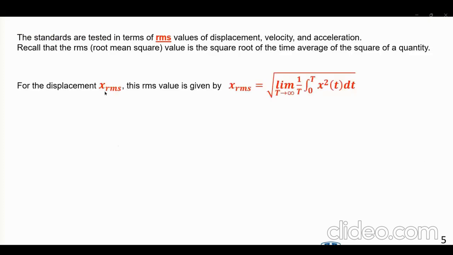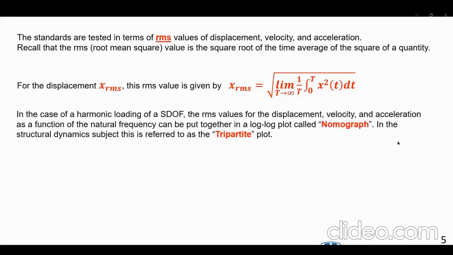Now, let me remind you what X_RMS means. If you have a signal x(t) which varies with time, and you integrate it from 0 to big T, and then average it out by dividing by T, and then take T to be bigger and bigger, assuming that this approaches a number, when you take the square root of it, you get the X_RMS.